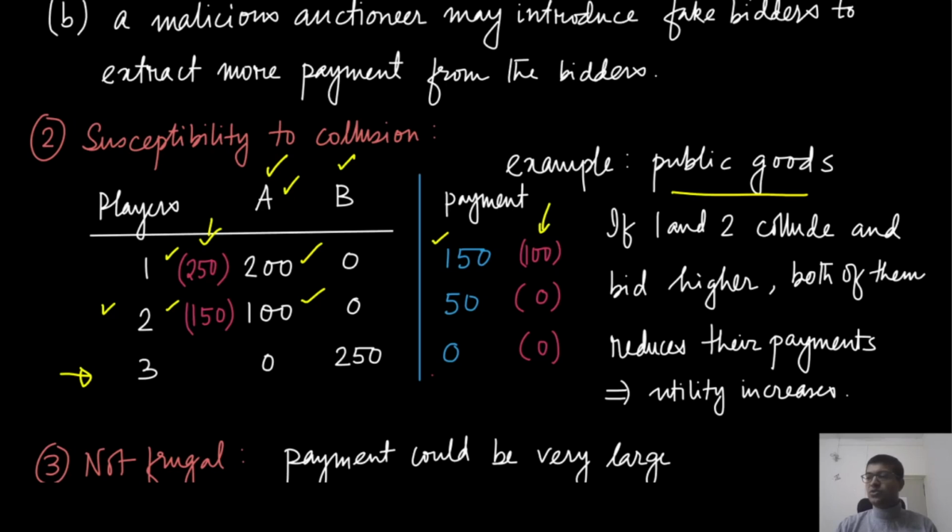If 1 and 2 collude and bid 250 and 150, in that case, player 2 also pays 0. And the payment of player 1 actually reduces from 150 to 100. This is happening because now even player 2 becomes a non-pivotal agent, which is better for player 2 and also for player 1. So they are still getting the same outcome that they were getting, but they are actually paying much less, and therefore the utility is going to increase for both these two players.